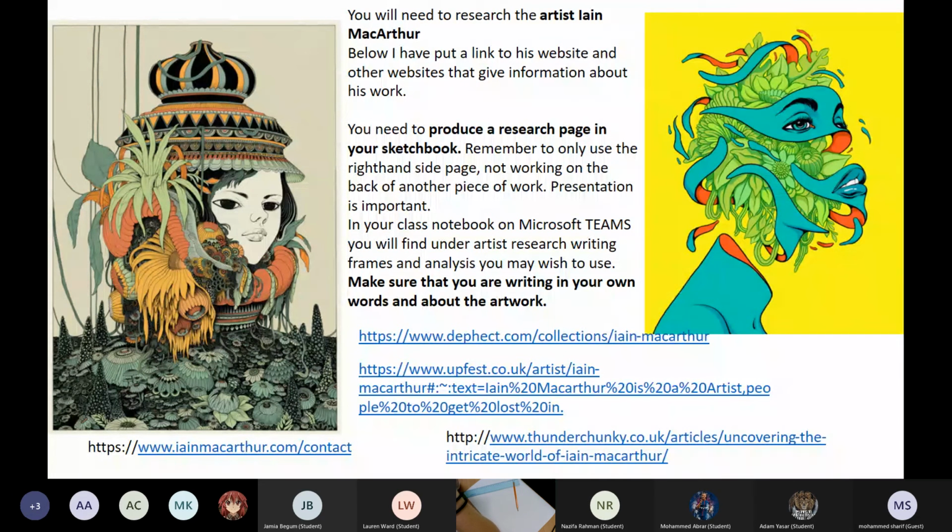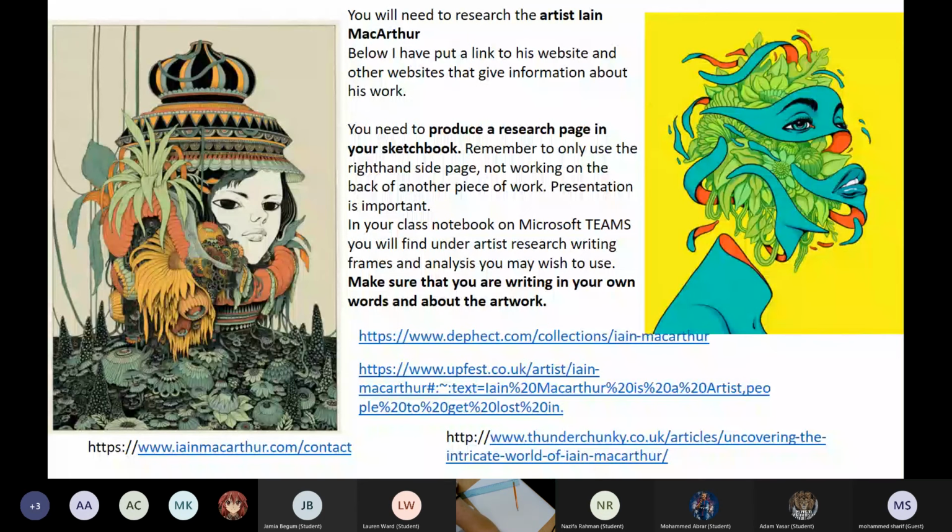And what we're going to do, you'll see a pattern on what we're doing. Last week and the week before, we were doing a research page on Sarah Graham, and then we did some work in her style. This week, we're going to start looking at Iain MacArthur.